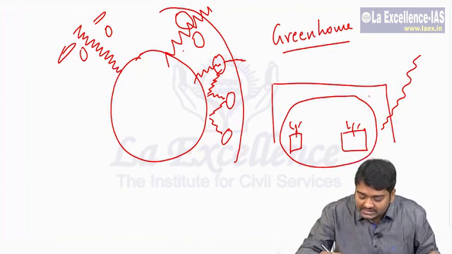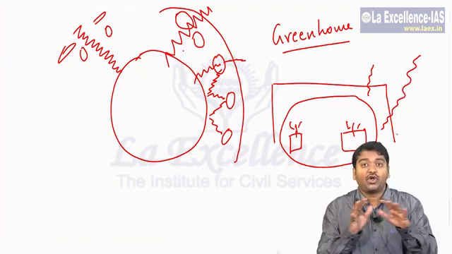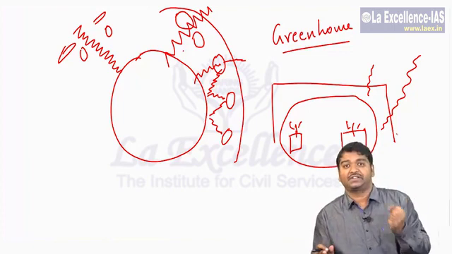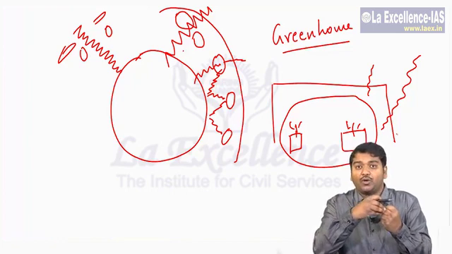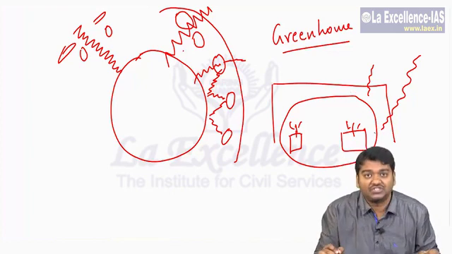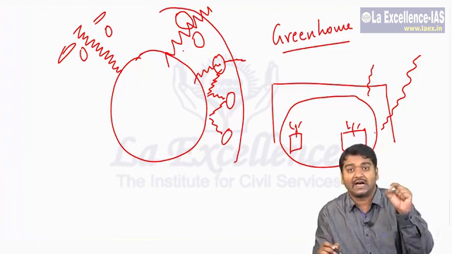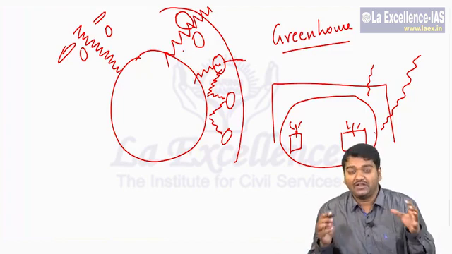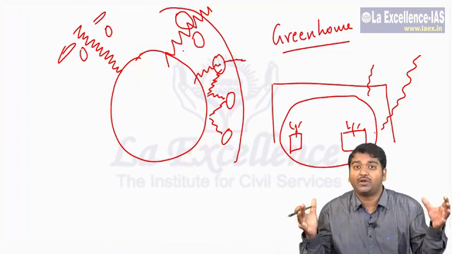Now, when the sun's rays want to go out, the glass does not allow them to go out. Whatever sun's rays come in will be trapped inside and it does not allow them to escape. Because of this, the temperature in this region usually increases. So even though the sun's rays are limited, as they are trapped, we usually observe that it will have more temperature for a longer period of time.